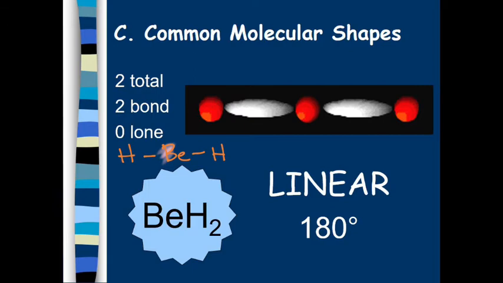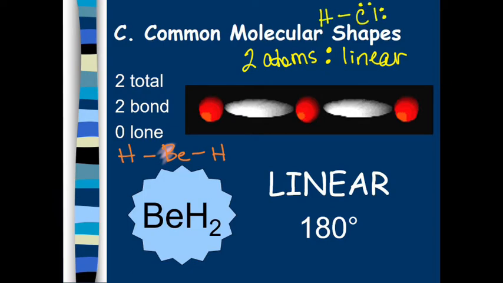Now, I will throw in here, even though there is not a bond angle, if there are only 2 atoms, period, their shape is also considered linear every single time, but there's no bond angle. For instance, hydrogen bonded to chlorine. There is no bond angle because there is only 1 bond. So if there's only 2 atoms, it has to be linear, but there is no bond angle.